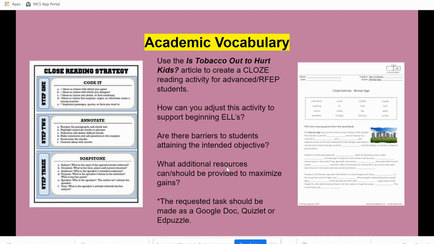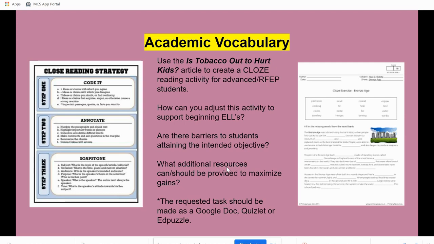Maybe we need to look at morphology. We need to see if students understand root words. We need to see if students understand prefixes and suffixes. All of that comes into play when we do an activity such as a closed reading assignment. So again, I do have some outline questions here for you.